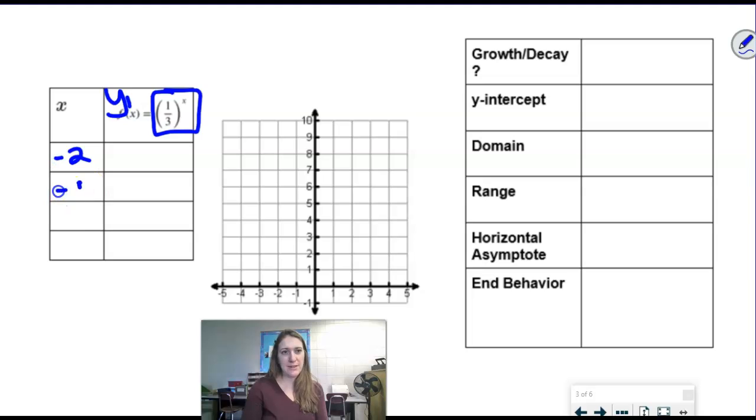I'm going to use those same x values that I used on the last question. Negative 2 power, let's see, that would flip it and square it, so that'd be a 9. The negative first power would flip it and take it to the first power, so it'd be a 3. 0 power is always a 1, and then 1/3 of the 1 is 0.33.